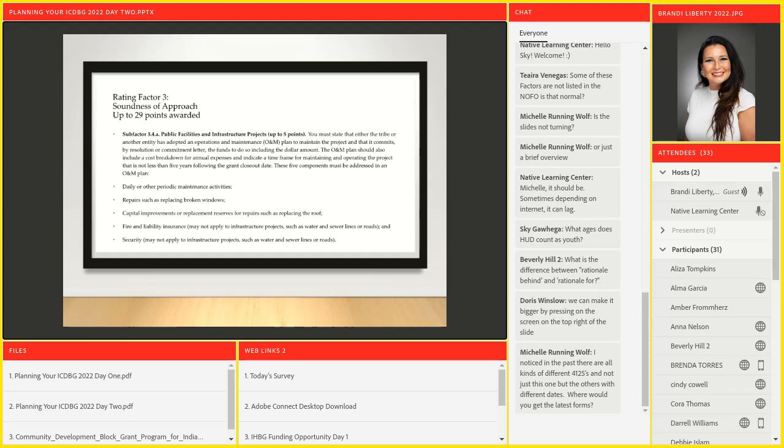You must describe that you have and will maintain fire and liability insurance. Obviously, this does not apply to infrastructure projects such as water and sewer lines, but if you're doing a public facility like a community building or something like that, you obviously need to have that. And then any security that you may need to have. Maybe you do have leverage with your police department to ensure that someone's providing security to make sure that building stays safe, people aren't breaking in or destroying it or things like that.